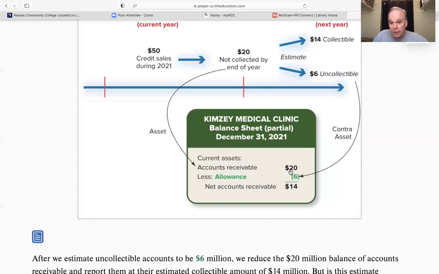Another thing, this 6 million, what does that really mean? That is my best estimate of what I won't collect on this day, December 31st. It's my best estimate of what I don't think I'm going to collect. In fact, anytime you look at the balance in that account, it represents the estimate of what you don't think you're going to collect that day. Now we're going to see that that balance can change.